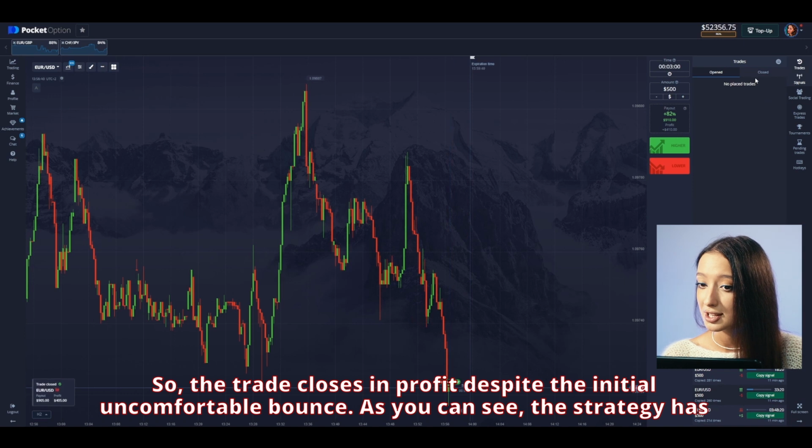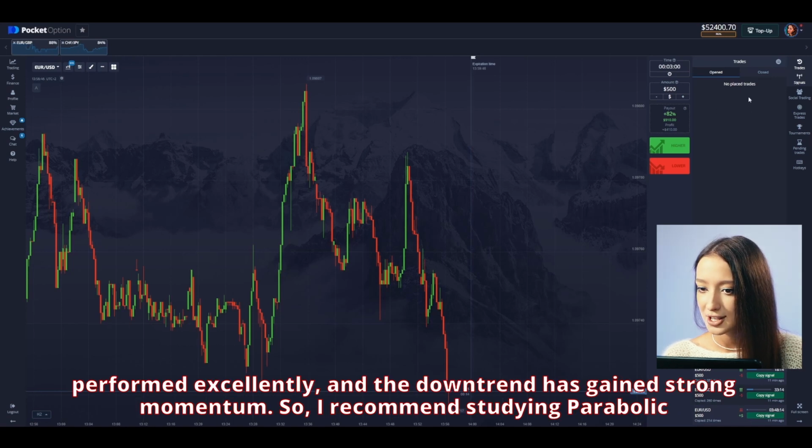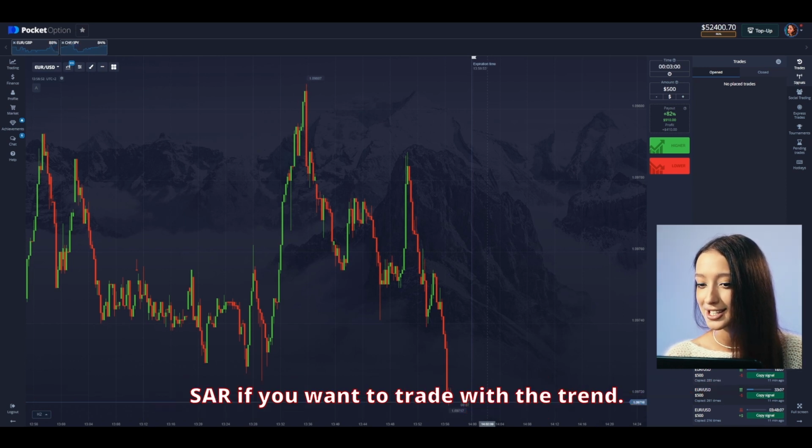The trade closes in profit despite the initial uncomfortable bounce. As you can see, the strategy has performed excellently, and the downtrend has gained strong momentum. So I recommend studying parabolic SAR if you want to trade with a trend.